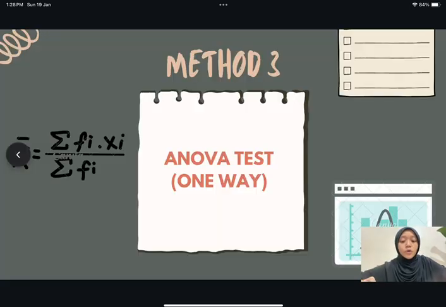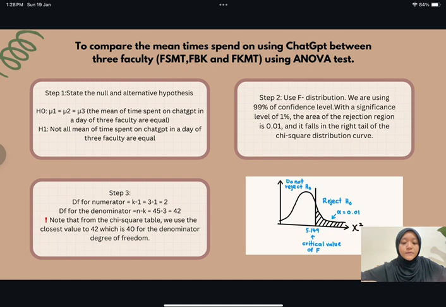Objective 3, we are going to compare the mean time spent on using ChatGPT between 3 faculties using the ANOVA test. Step 1, state the null and alternative hypothesis. H null, mu1 equals mu2 equals mu3: the mean of time spent on ChatGPT in a day of 3 faculties are equal. For H alternative, not all means of time spent on ChatGPT in a day of 3 faculties are equal.